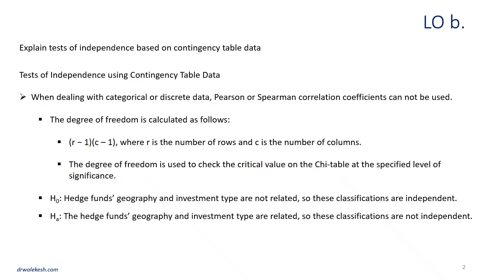So when it comes to the null hypothesis, the idea here is that the two classifications you are dealing with, from what we talked about on the previous slide, were geography and investment type. So the null is that geography and investment type are independent of one another. That is, they are not related to one another. Then the alternative is that geography and investment type are related to one another. That is, they are not independent of one another.